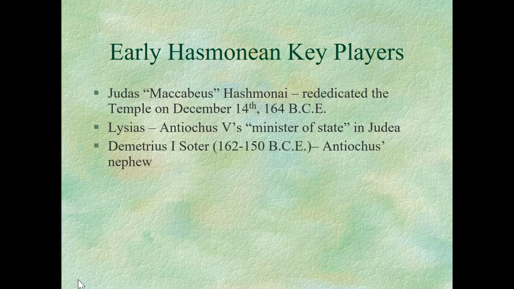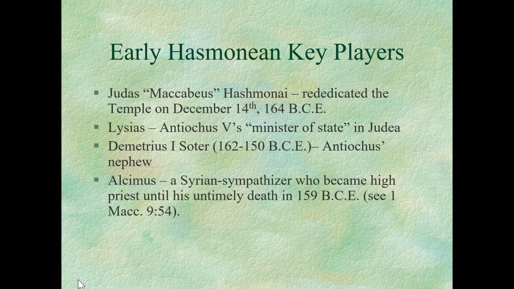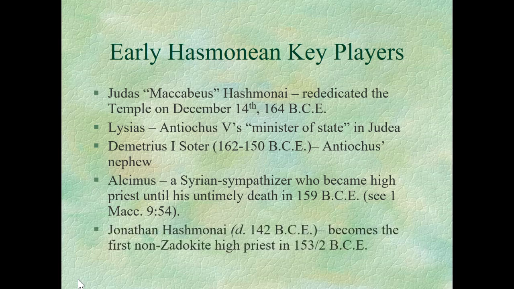Then we're going to have Demetrius the First Soter. This is going to be Antiochus's nephew, who will rule in the area. Then you're going to have Alcimus. We mentioned him just briefly. He's a Syrian sympathizer who becomes high priest until his death around 159 BCE. So you want to see 1 Maccabees 9:54 about Alcimus. Then we also have Jonathan Hasmonean. So I'm just going to take you up to the key Hasmonean players up to 150 BCE, and then we'll later look at other Hasmonean players and what they're able to do in another video.